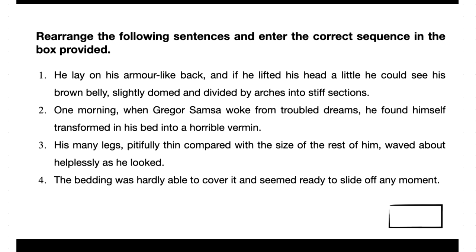So here we have another VA-based question. It's an ordering of sentences, or you can call it a parajumbled question, or paraformation question. The direction says: rearrange the following sentences and enter the correct sequence in the box provided here. Well, let's look at the type of the question.